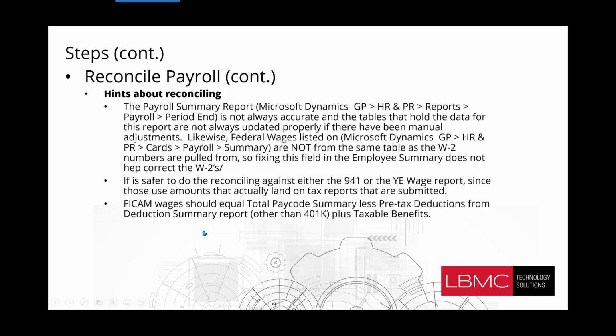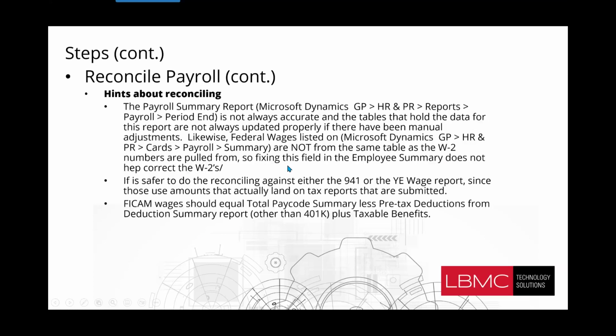The payroll summary report, Microsoft Dynamics GP, I'm going to read the whole thing. We're looking for the period end, is not always accurate, and the tables that hold the data for this report are not always updated properly if there have been manual adjustments. Likewise, the federal wages listed on Microsoft Dynamics GP, the payroll summary, are not from the same table as the W-2 numbers are pulled from. So fixing these fields in my employee summary does not correct the W-2s.